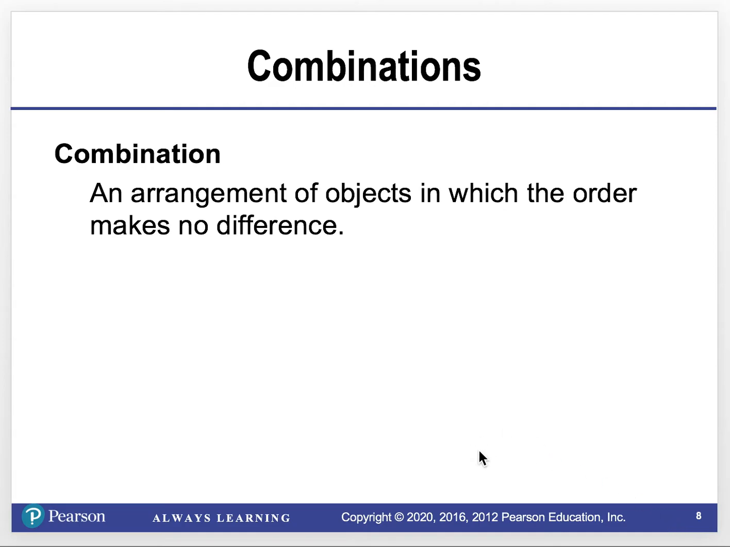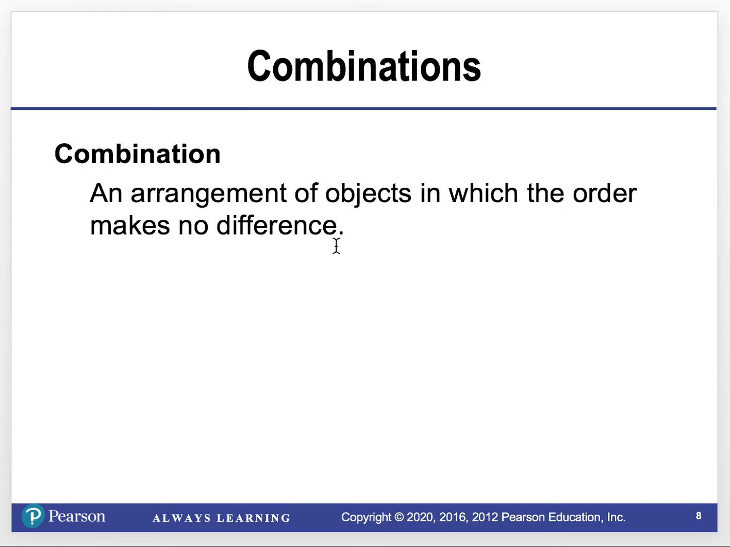Okay, now to combinations. A combination, I don't like the way they use the word arrangement here. Really, you don't ever see that in the definition of combinations. And when you're doing a combination, you don't talk about arrangements, right? But they're saying an arrangement of objects in which the order makes no difference.